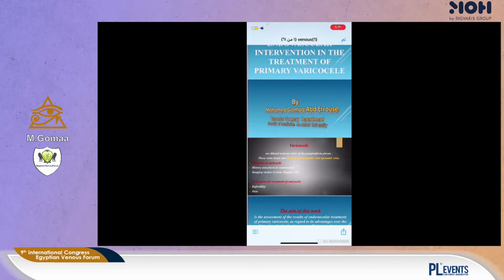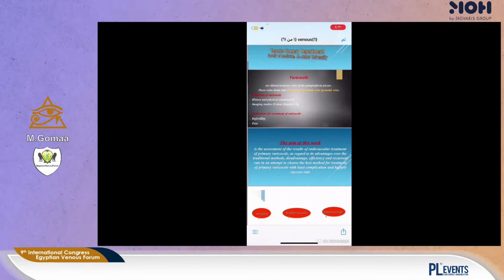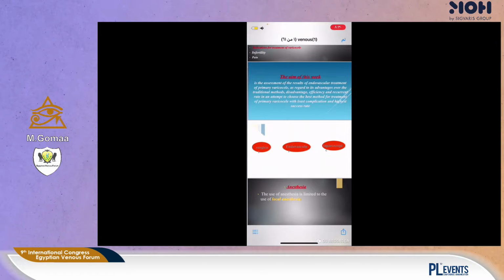Indications for treatment of primary varicocele include infertility and pain. The aim of my work is to assess the result of endovascular intervention in the treatment of primary varicocele as regards its complications, its efficiency, and its occurrence rate, to choose the best method for treatment of primary varicocele with least complications and higher success rate. Methods for treatment include laparoscopic, surgical, and endovascular.